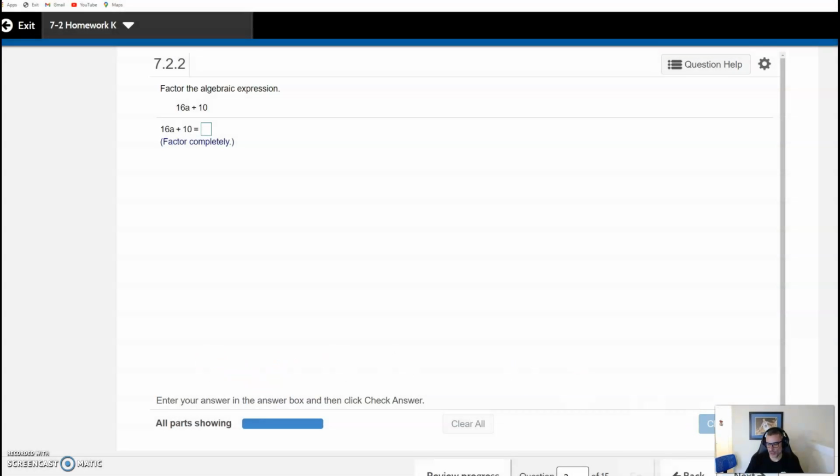All right, I'm going to go ahead and start with number 2. It says factor the algebraic expression, and they give me 16a plus 10. An algebraic expression is a mathematical sentence like this that contains numbers and variables, and when we say that we're going to factor it, we're going to basically do the distributive property in reverse. So I'm going to look at my two terms here. My first term is 16a, and my second term is 10.